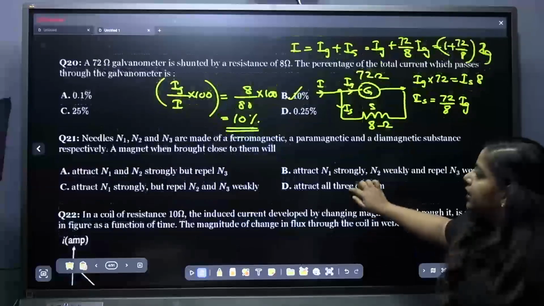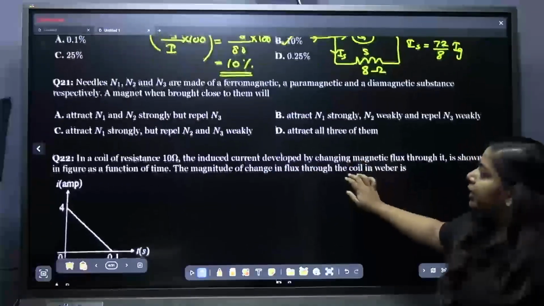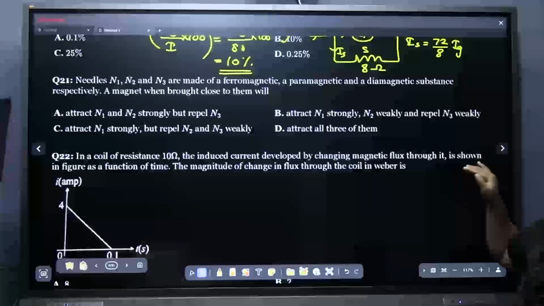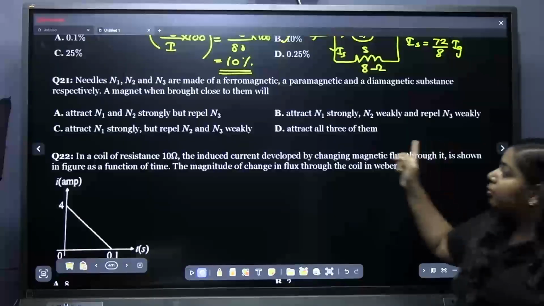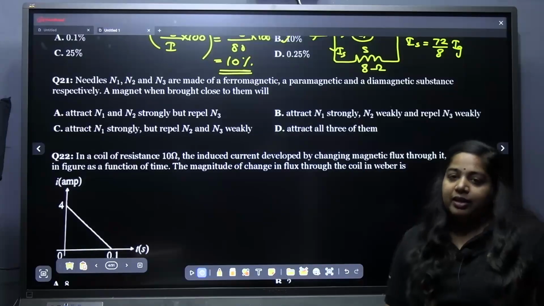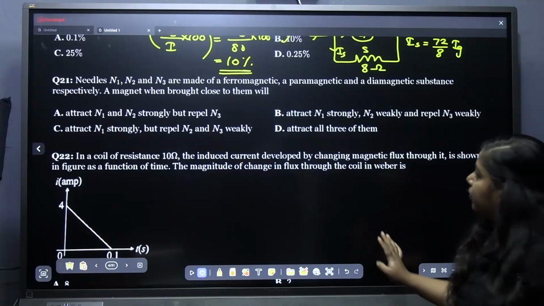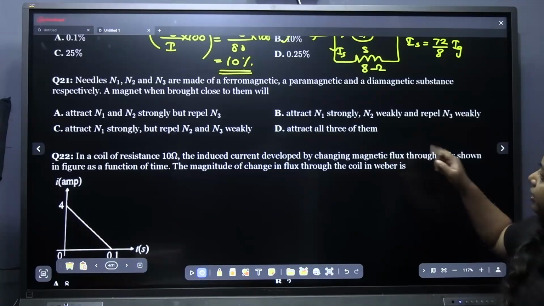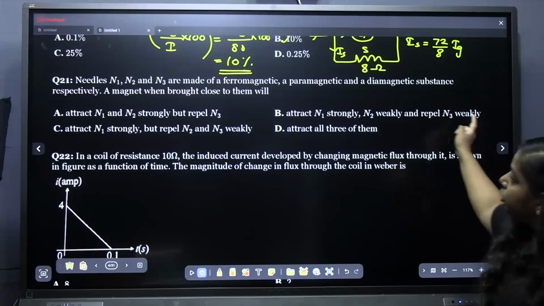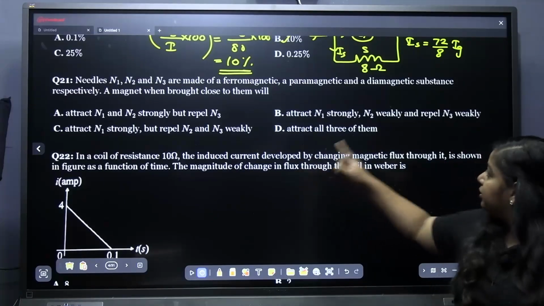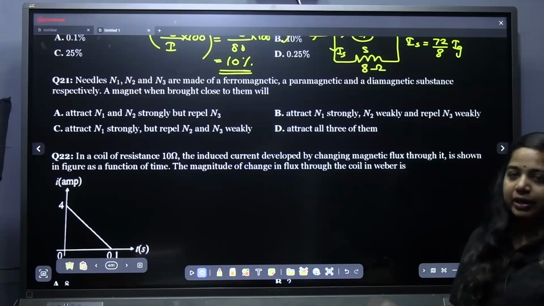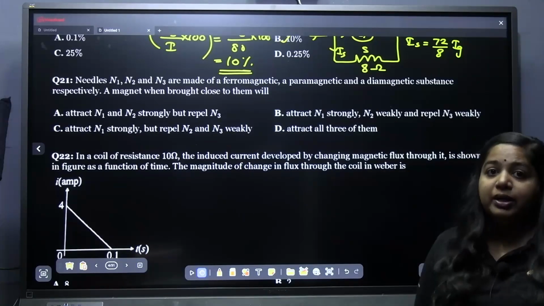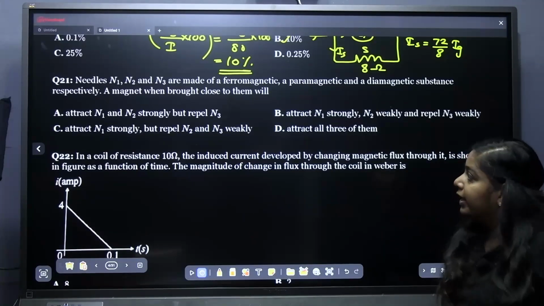So next one is needles N1, N2, N3 are made of ferromagnetic, paramagnetic, diamagnetic material. Magnet when brought close to all of them will. We know diamagnet will repel. So N3 repel. Three options are saying N3 will repel. So we have to find about paramagnetic. Paramagnetic will attract but not strongly.